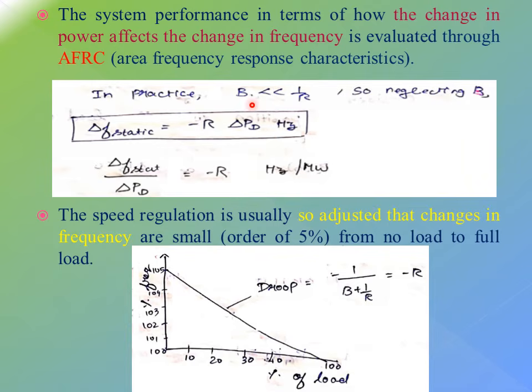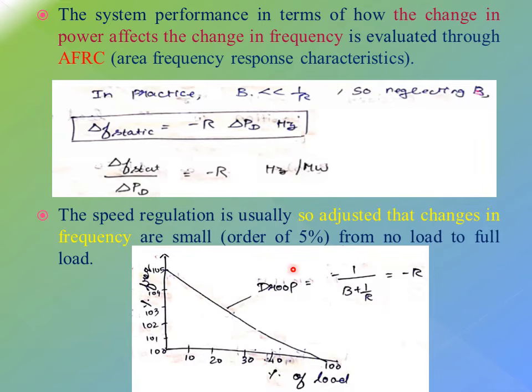And in practice, your B value is less than 1 by R. As it is a very small value, we are neglecting B. So our del F static will be equal to minus R into del Pd. As it is a frequency, our equation will be expressed in terms of hertz. When we bring this del Pd to the left side, in a ratio, when we write del F by del Pd, it is equal to minus R. So your unit will be hertz per megawatt.